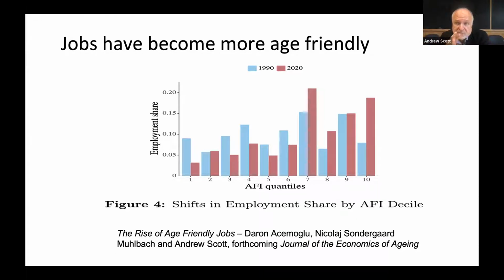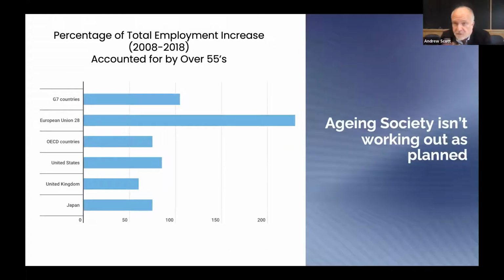And occupations have become more age-friendly, less physical, more flexible, with more autonomy about timing. And this shows you, if you look at the red lines, they're a lot higher than the blue lines to the top right. There's many more jobs now that are more age-friendly. And that has been part of the reason why we've seen this extraordinary increase in employment across the world at older ages.